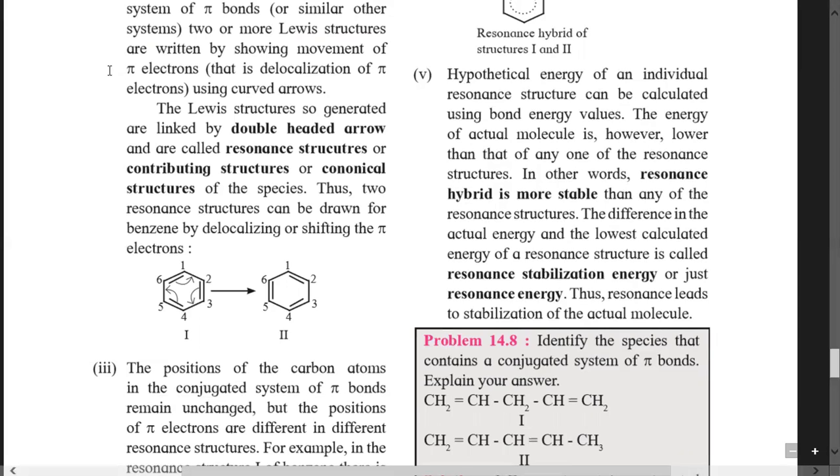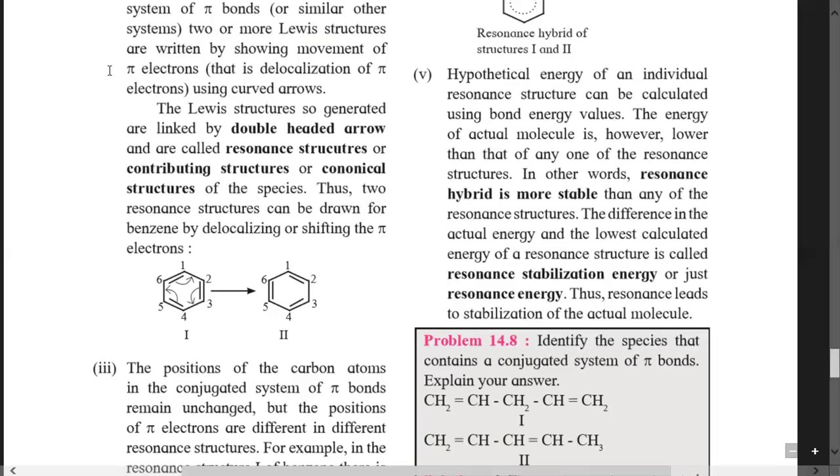So in the new structure, the double bond becomes a single bond and the single bond becomes a double bond. In structure 1, carbons 1 and 2, 3 and 4, and 5 and 6 have single bonds. But in the second structure, carbons 1 and 2, 3 and 4, and 5 and 6 have double bonds. This is due to the movement of pi electrons. That is called the delocalization of pi electrons, shown with a curved arrow.